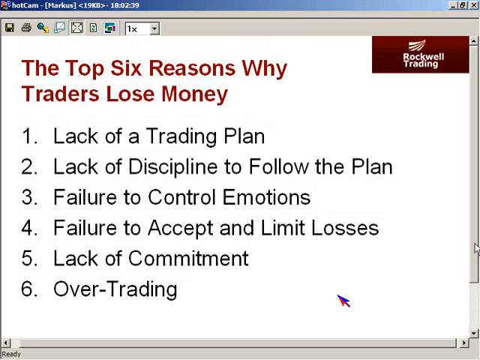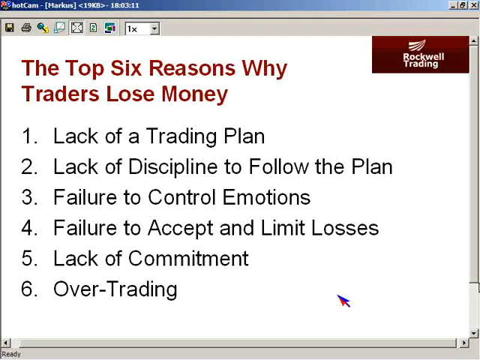So, the top 6 reasons why traders lose money. Here they are on the screen. The first reason is the lack of a trading plan. Reason number 2 is the lack of discipline to follow the plan. The third reason is the failure to control emotions. The fourth reason is the failure to accept and limit losses. Fifth, a lack of commitment. And the 6th reason is overtrading.